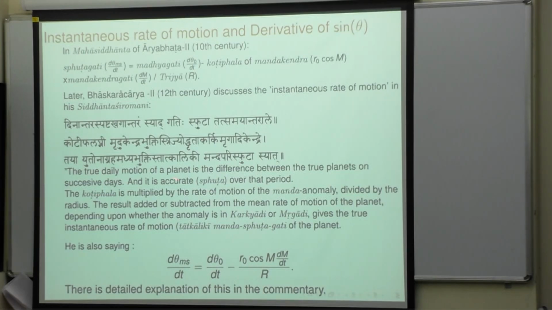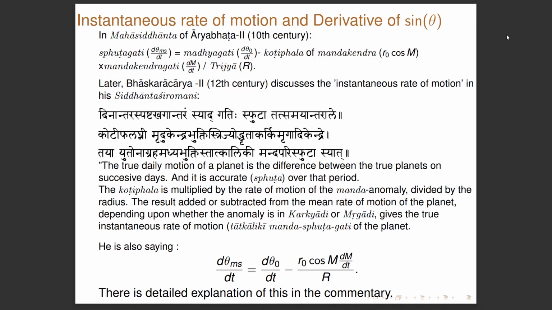He says the true daily motion of a planet is the difference between true planets on successive days. So just find the position at one day's sunrise and the next day's sunrise. Then the difference is the motion in one day, so it is accurate over that period. But then he gives that the Koti Phala is multiplied by the rate of motion of the Manda anomaly divided by the radius. The result, added or subtracted, gives the instantaneous rate of motion. In fact, he gives this formula.